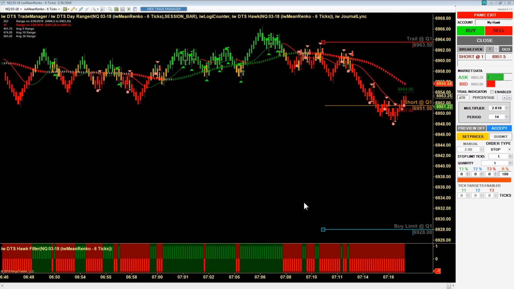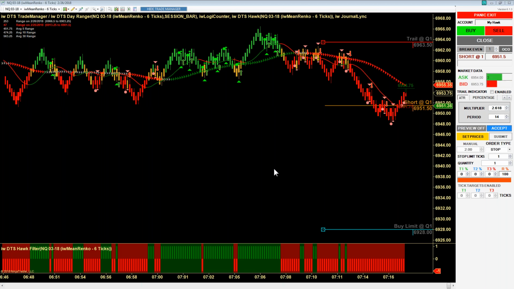A Google search about order types, you can even type in what's the difference between a market order and a stop order and a limit order. There's some very good online explanations, and they can probably give you a better example than the one I gave you.